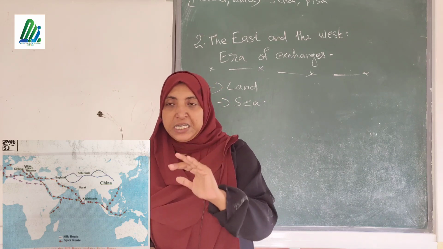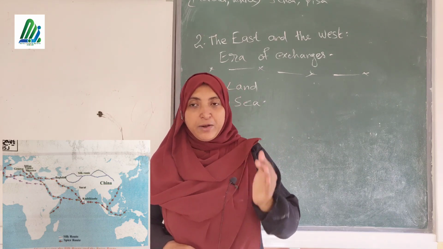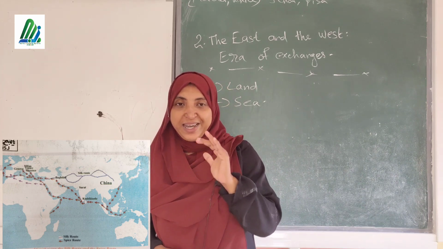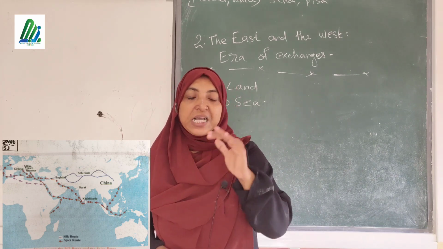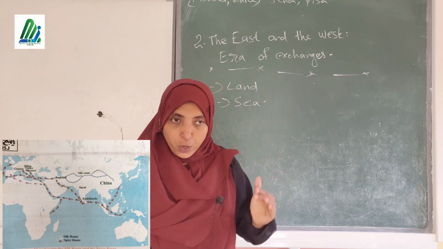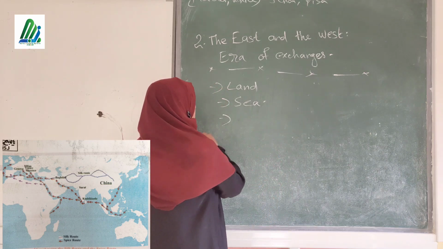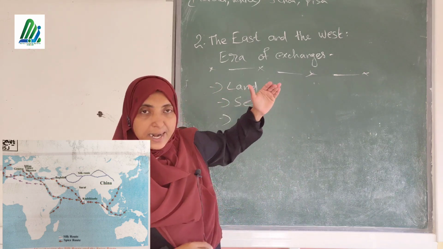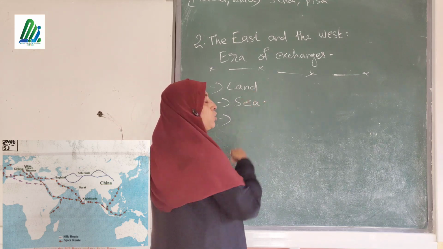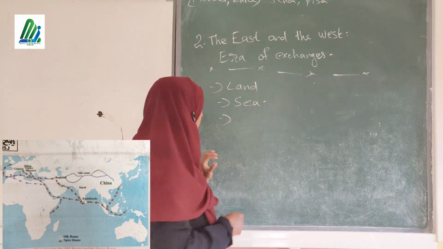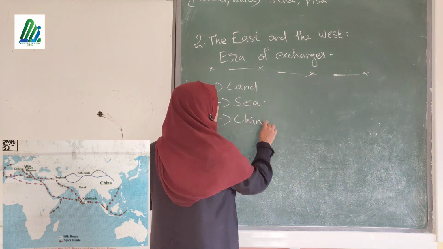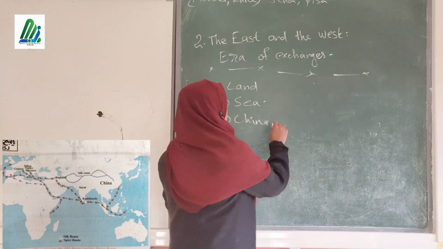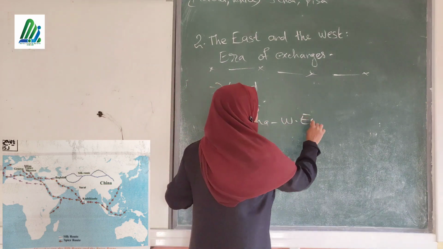Okay, from east side to west side. Then from which place to which place? Yeah, answer: from China to Western Europe. Okay, so we can say another important point by identifying that map, that these two trade routes connect from China in the east side to Western Europe.